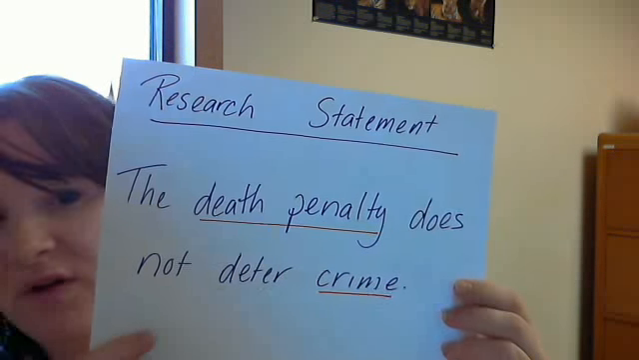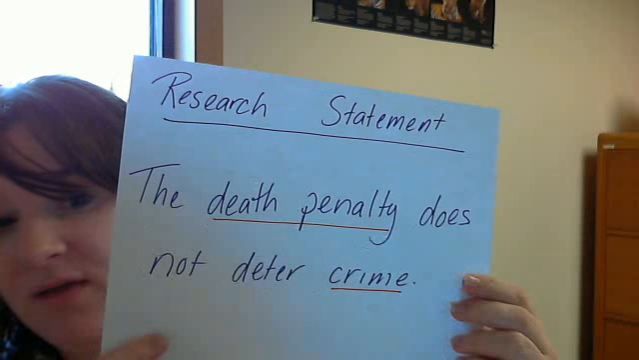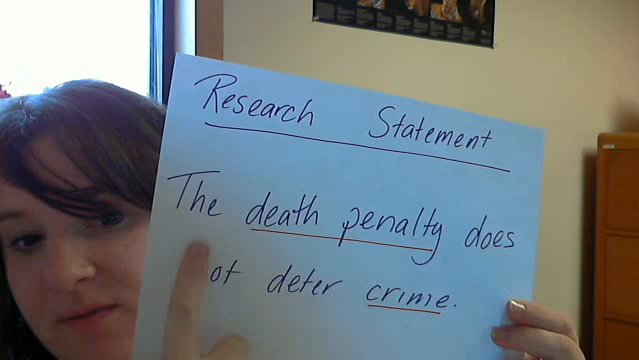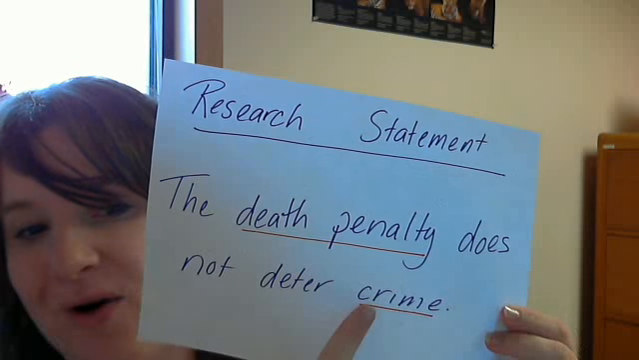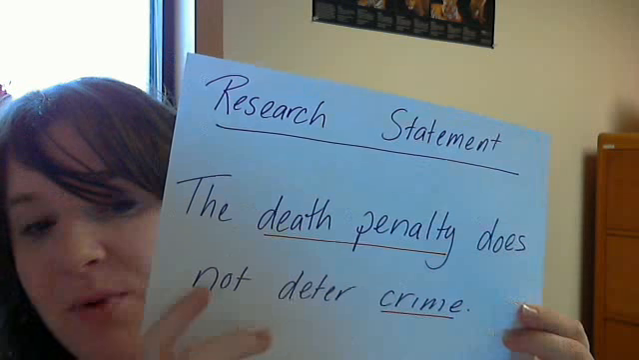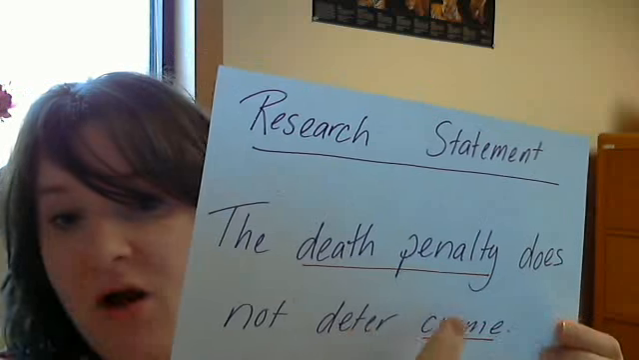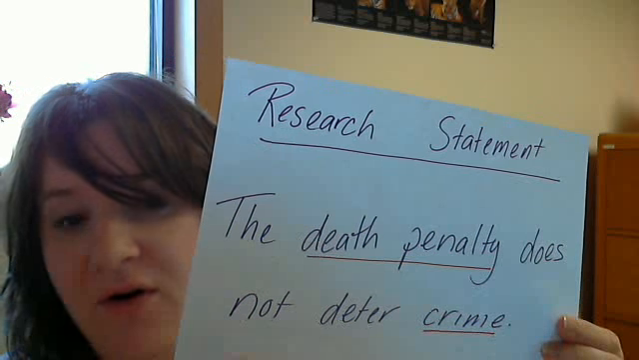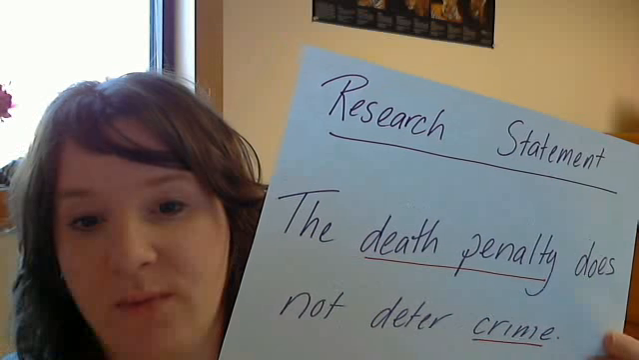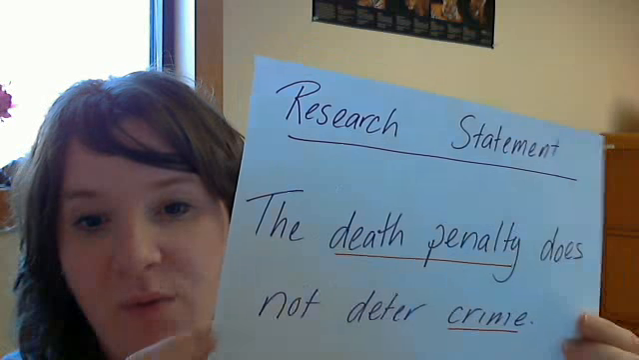Okay, we're going to start at the beginning, and what we're going to do is talk about the first thing you do in research, which is create a research statement. For the purposes of this exercise, I'm going to use "the death penalty does not deter crime." Now, I've underlined the two main points of this research statement, death penalty and crime. So these will be the two main points of what my research focuses on. All the other words, the, does, not, deter, are a little less important when doing research. So this is kind of what we're focusing on.